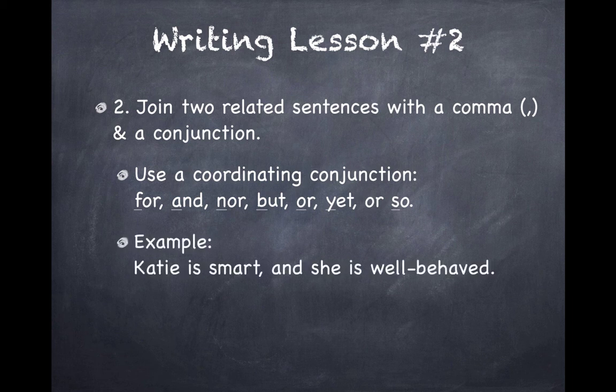So, for example, let's say I was talking about Katie and her characteristics. I would say, "Katie is smart, and she is well behaved." Using that comma and a conjunction joins our two related sentences together to form a compound sentence. In this particular case, the conjunction "and" works. Don't be tempted to use the word "and" all the time. These different conjunctions convey different meanings, so choose which one works best for your situation.